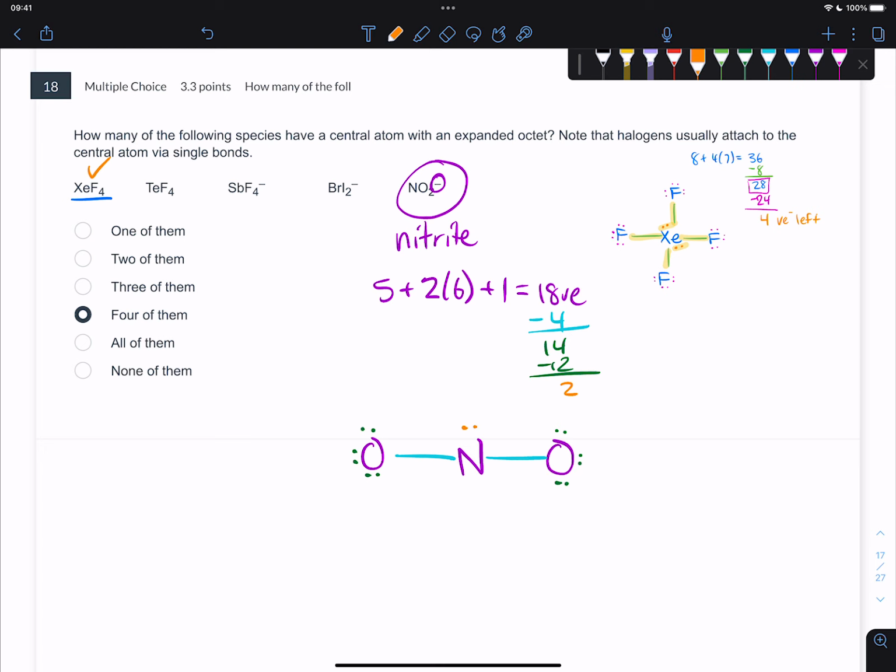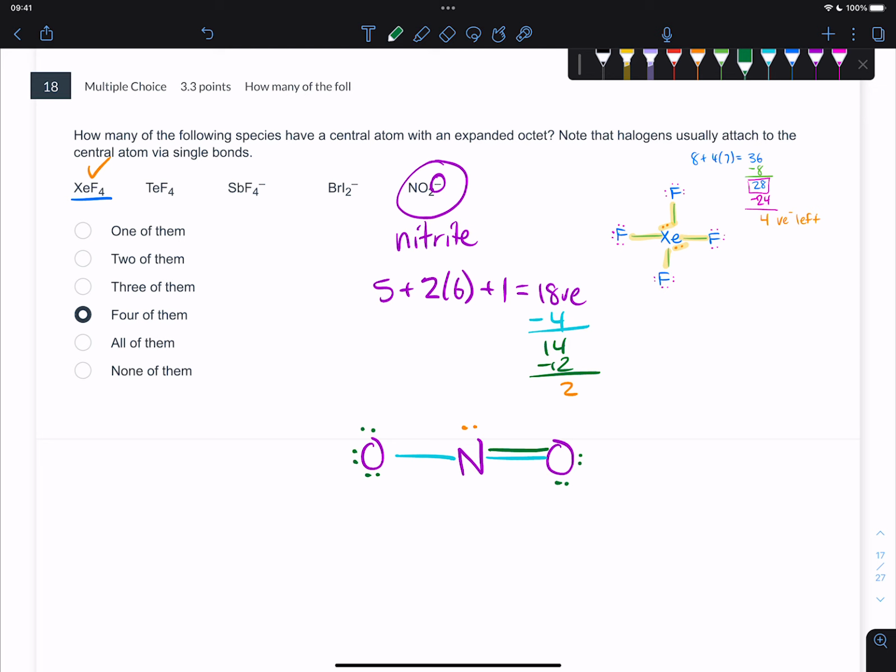Very common for people to stop right there and be like, I'm done. You're not done, because that nitrogen is electron deficient. It's not beryllium. It's not boron. It has to have its octet. And right now it only has 6 electrons. So what do you do? Just form a bond. Just pick one. Let's pick this one. And now we have a double bond.